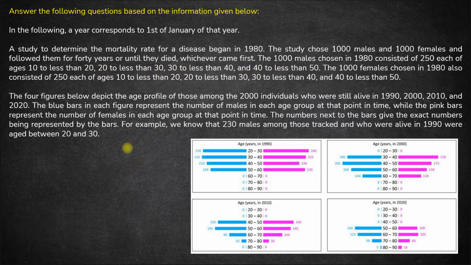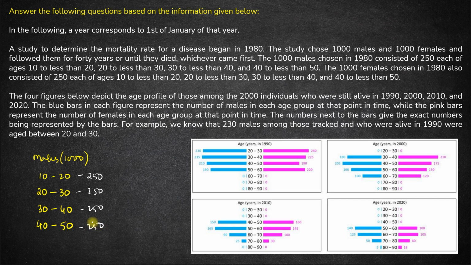So what's happening here is that we have 1000 males, total males is 1000, and they are from 4 age groups. First is 10 to 20, as in people who are aged 10 or more than 10 but less than 20. Then you have 20 or more than 20 but less than 30. Then you have 30 or more than 30 but less than 40. And then you have 40 or more than 40 but less than 50. These are the 4 age groups, and in each age group these 1000 people are divided equally. So you'll have 250 people in each age group.